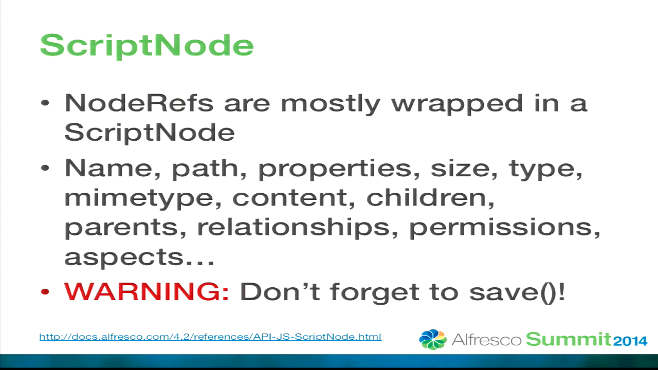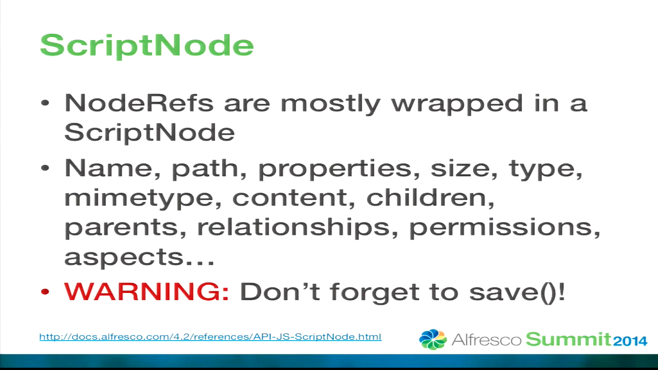So if I have that document root object that is a script node, I can set properties on it. I can look at the permissions. I can check in and check out and so forth. So that's something to keep in mind. There are certain cases where you're using Java APIs from JavaScript where you actually need to get at the node ref. You can get that from a script node. You can construct a script node from a node ref. That's more detail than I want to go into today.